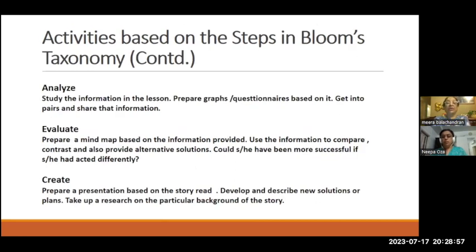Analyze: study the information in the lesson. I have read this lesson and I know I can prepare a graph now based on this. I can prepare questionnaires on this. And then what can I do? One group will go to the other group and ask questions, and the other group must try to answer those questions. So you can have an exchange between 2 groups. You can get the children to come up in front. And believe me, the children will be so involved in the lesson and there'll be so much learning that takes place without your teaching. So actual learning will be taking place with only your guidance and your help, not actually teaching.